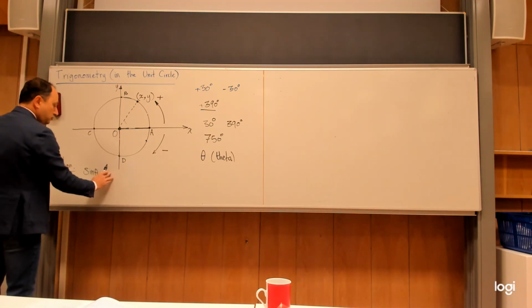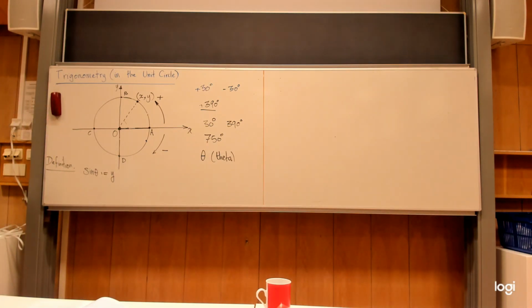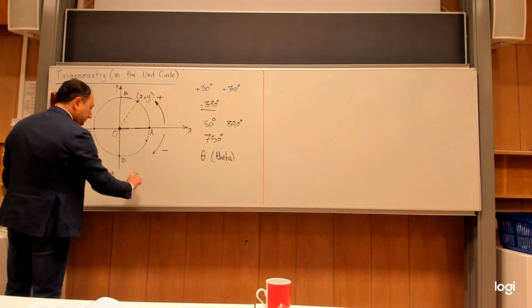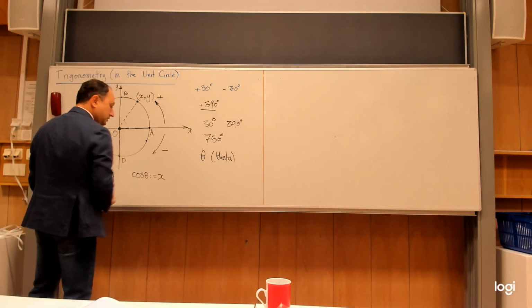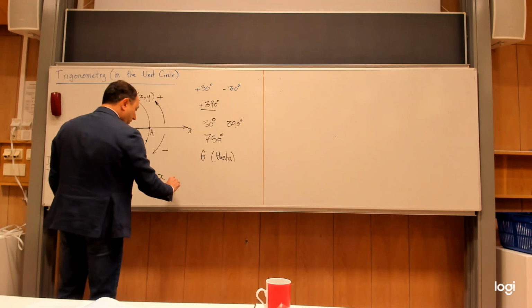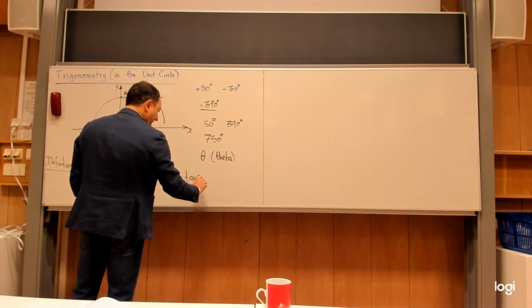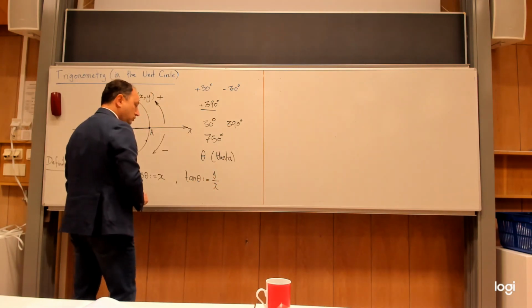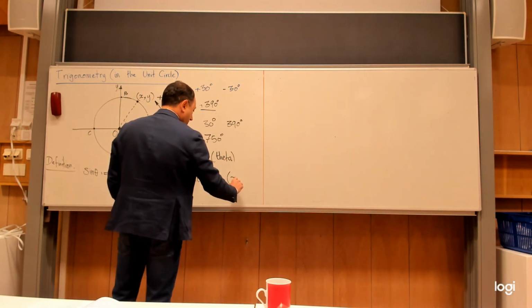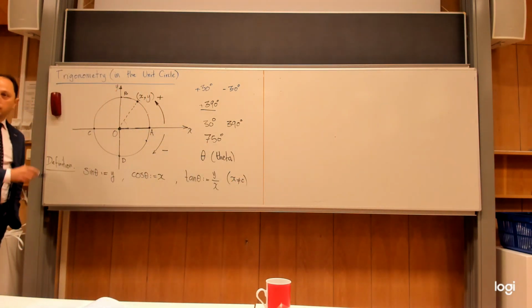Is defined to be the y coordinate. Yes? And cosine of theta is defined to be the x coordinate. And there is another one which we call tangent of theta. It's defined to be the y coordinate divided by the x coordinate, but for natural reasons, the x coordinate shouldn't be equal to 0. Otherwise, that doesn't make sense.